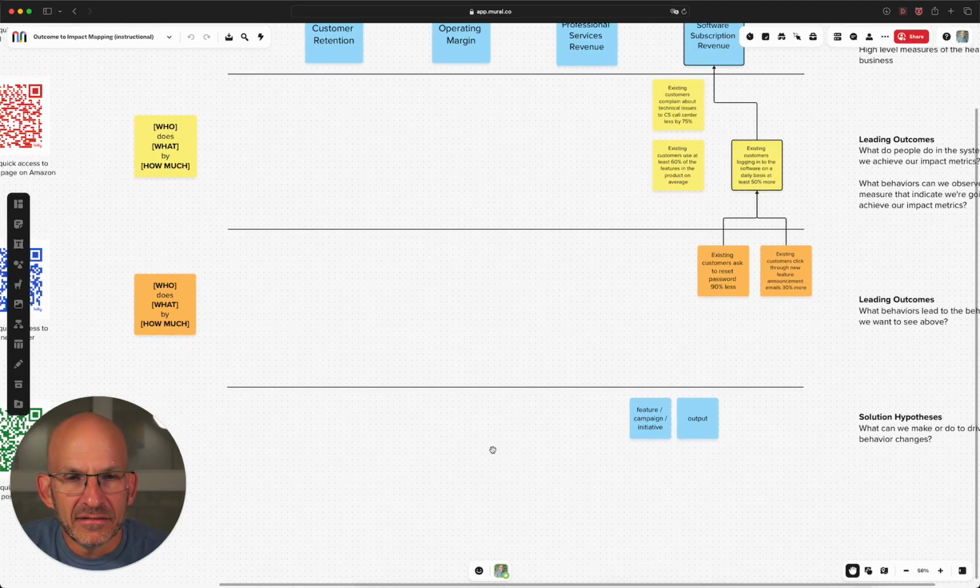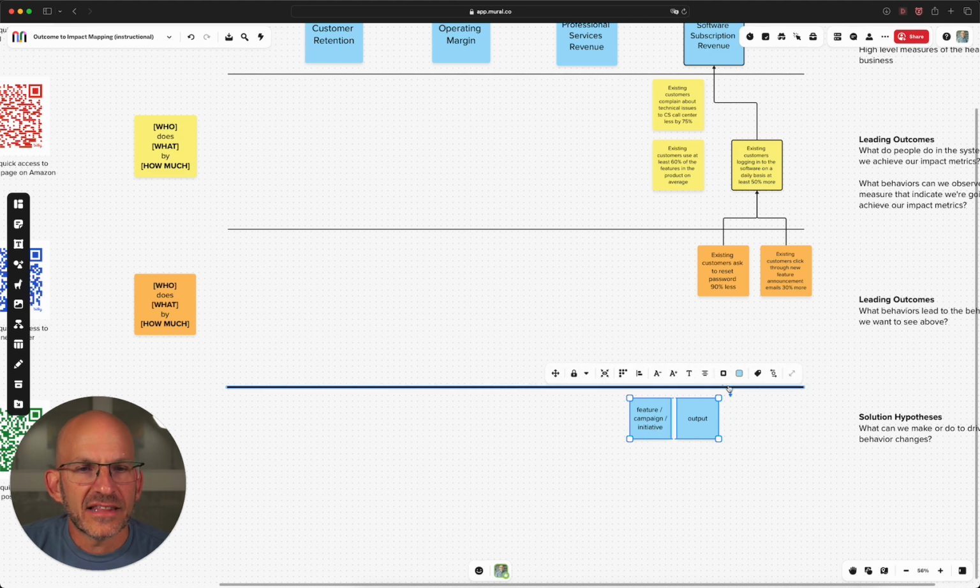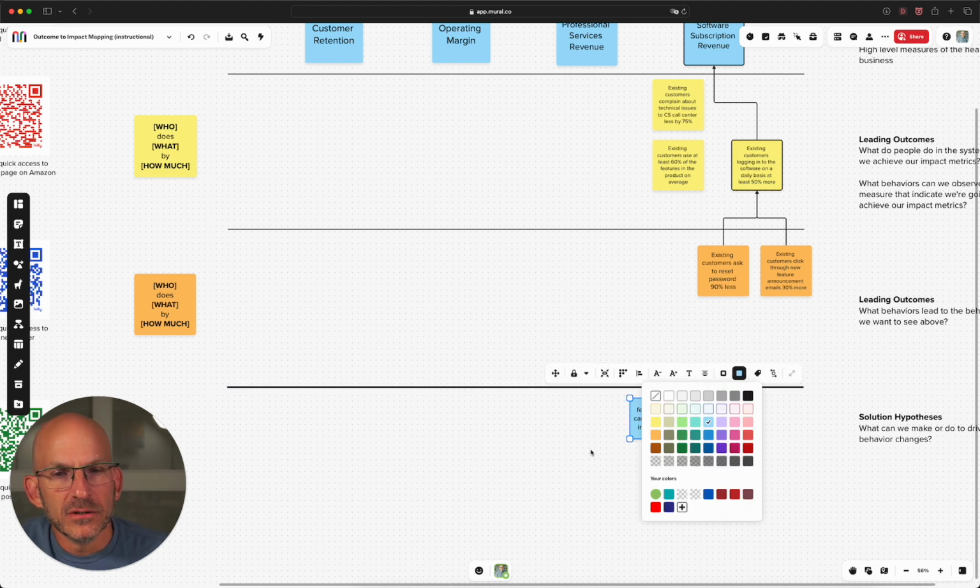The last point I want to make is that sometimes when we get to the last step, the first thing that customers do, there's a question of, well, what are the features that drive that? Or what are the features that might drive that behavior as well? And we can do that by adding a line here down at the end and just saying, look, below this is actual output, right? Things that we might build.